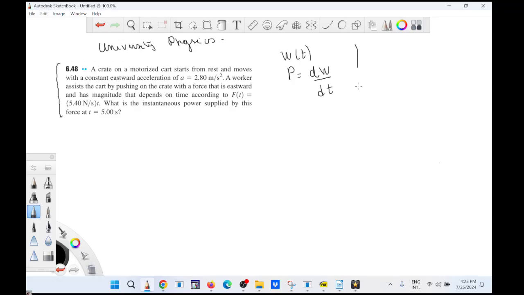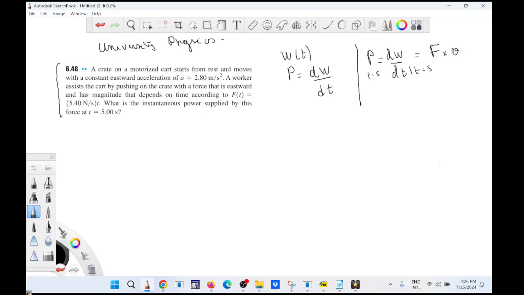So you have two definitions for power. You can use this definition. Okay, so it's the rate at which energy is transferred, or you can also use the equation. It's going to be the force times the velocity. So if it's an instantaneous power, that will be the force at the time. So let's say at t equals 5 seconds. So it's going to be the force at t equals 5 times the velocity at t equals 5.